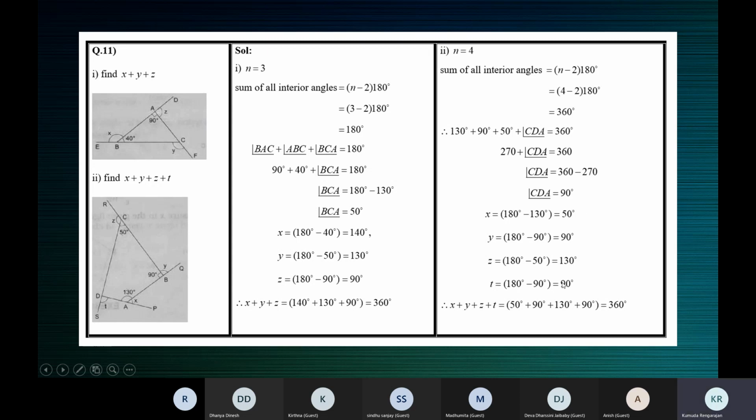So add these answers. X plus Y plus Z plus T is equal to 360. You see the same thing here: X plus Y plus Z is equal to 360. So that's what it is. This is a fact that the sum of all the exterior angles in any polygon is 360 degrees.